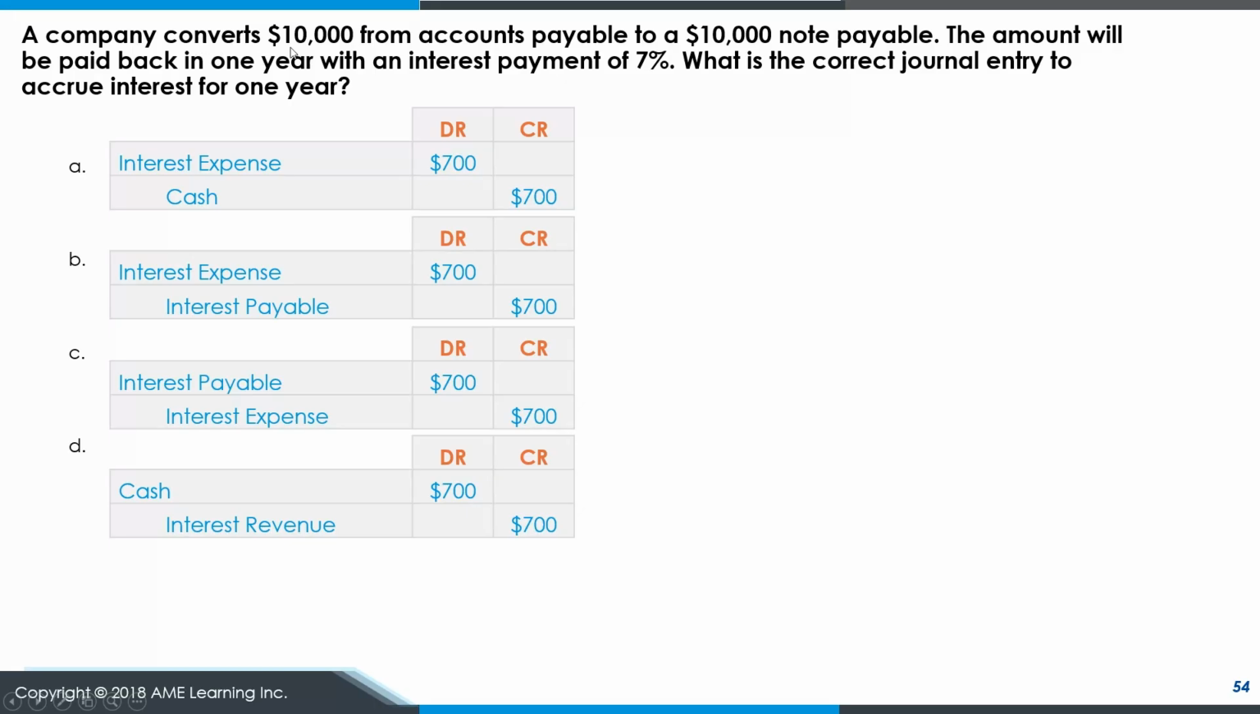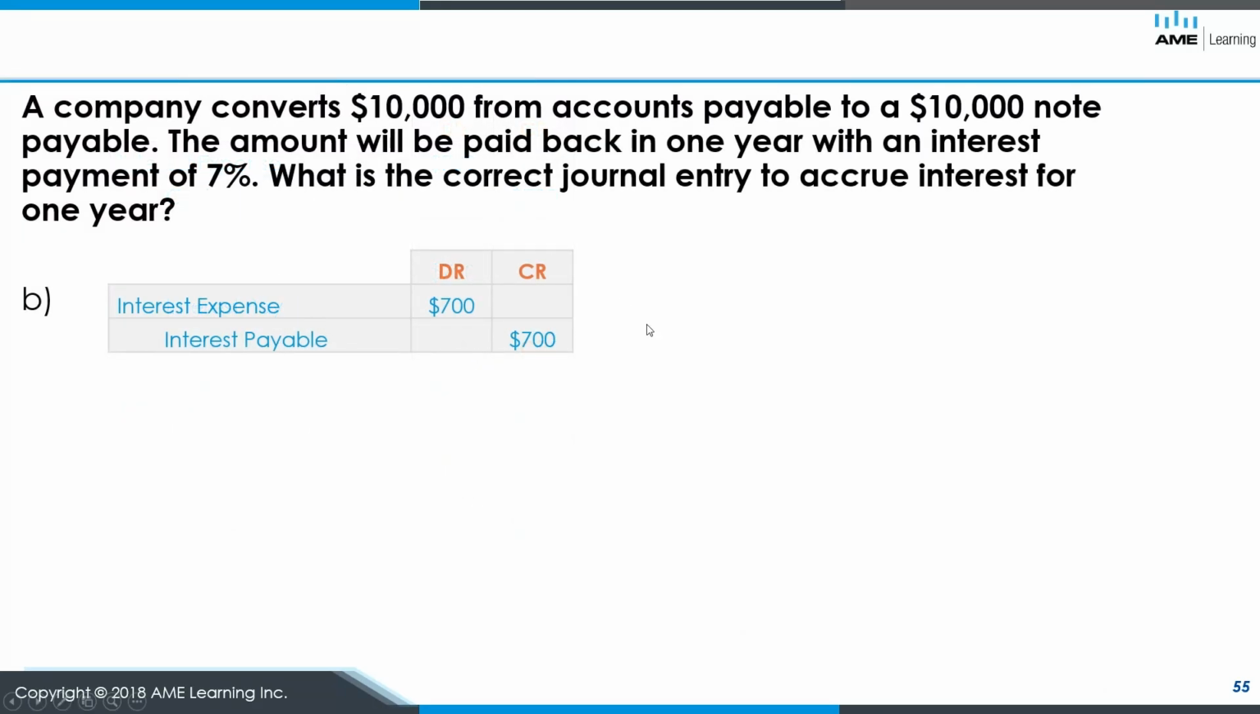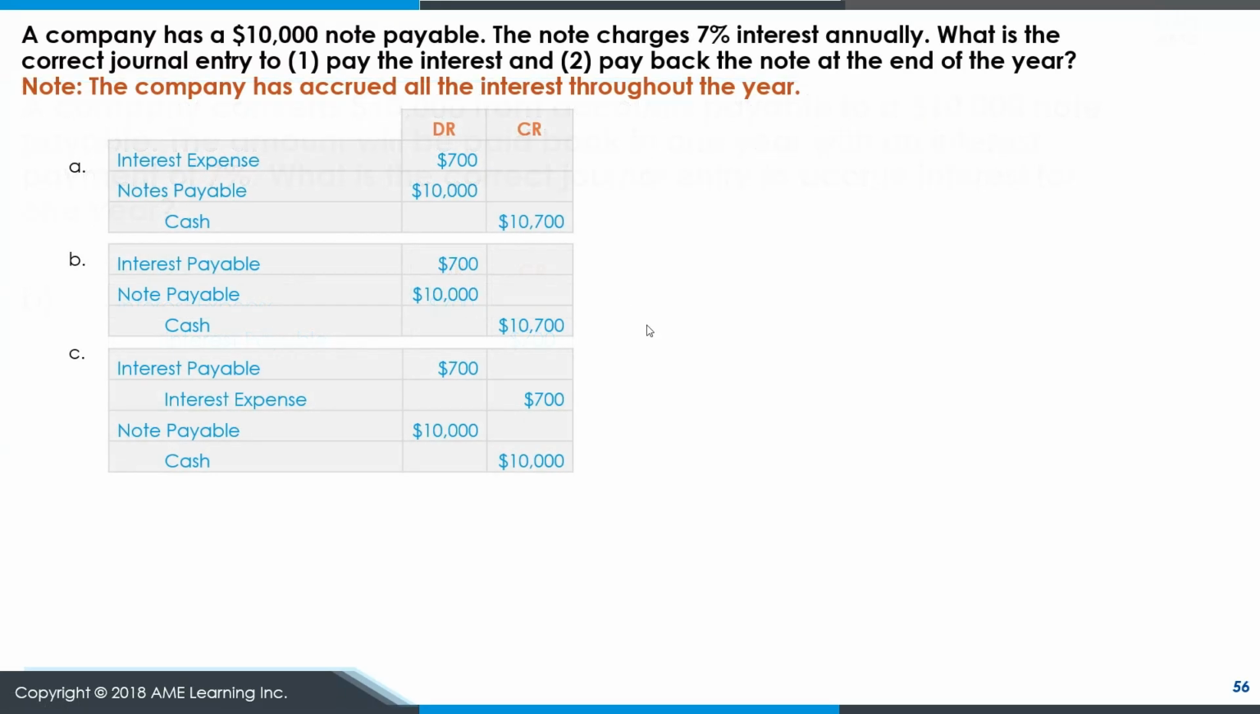Here, kind of an extension of that problem, if we convert $10,000 from accounts payable to a note payable, the amount will be paid back in 1 year with an interest payment of 7%. What's the correct journal entry to accrue interest for 1 year? Again, it's just 7% times the principal, so $700. Interest expense is a debit, it's an expense, it's going up, and then the payable is the other side. So we've got B as the correct answer there.